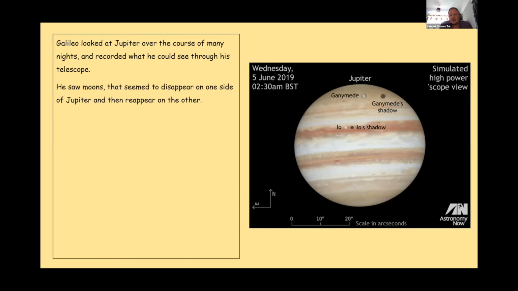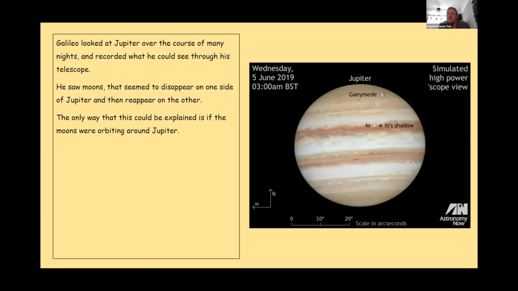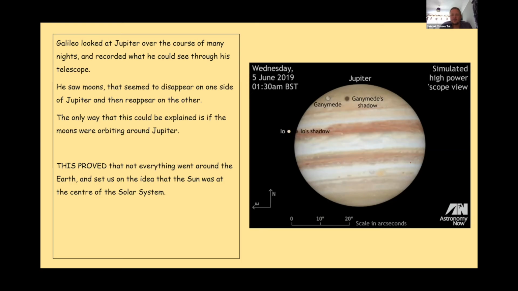He saw moons and he watched them seem to disappear on one side of Jupiter and then reappear on the other, and then move across the face, just like these two are doing now. Now, the only way this could be explained is if those moons were orbiting around Jupiter. But the geocentric model said everything orbited around the Earth, including the moons. So this was direct proof that actually not everything went around the Earth. And so it set us on the idea that if these moons could orbit Jupiter alone, then the heliocentric model must have been correct, because this could not be explained by a geocentric model.